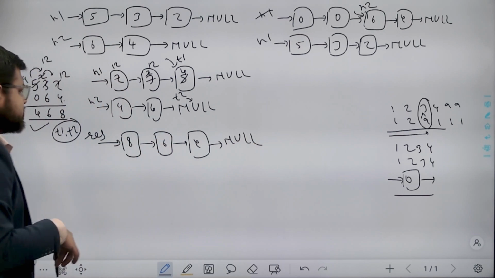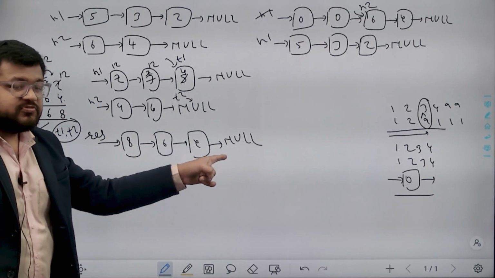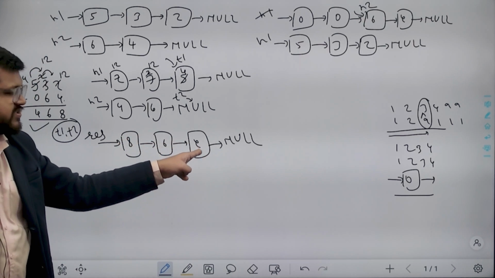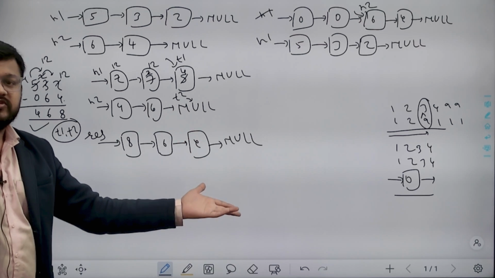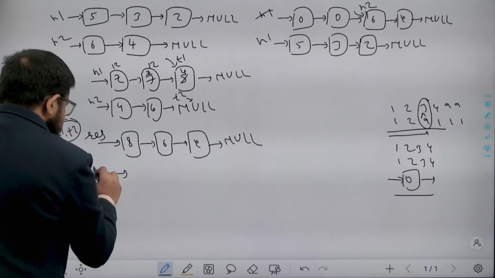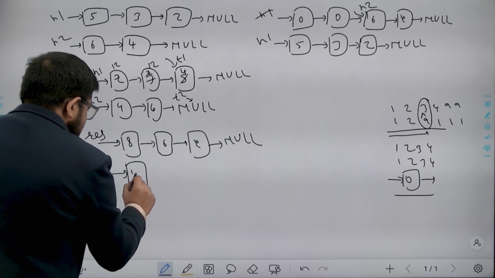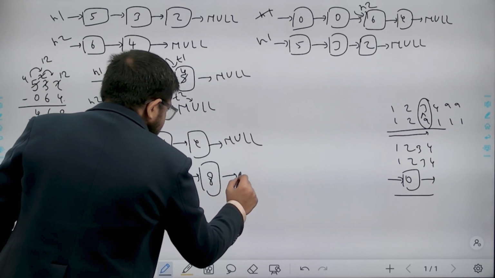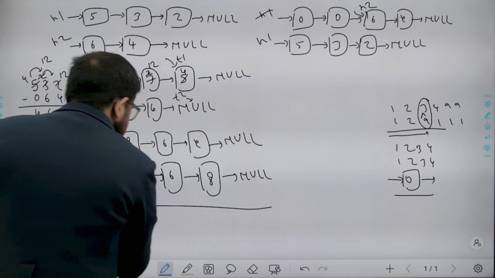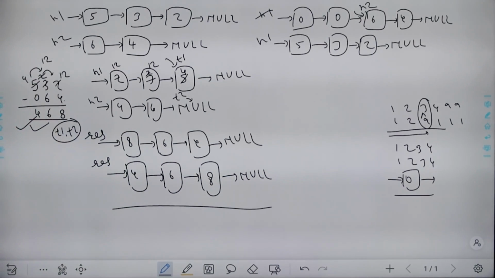Okay, now please understand, this is the result which we have got. This is ones place, this is tens place, and this is hundreds place. So after obtaining the result, I'll again reverse the linked list. Okay, so if I reverse the linked list, I'll get 4, I'll get 6, and I'll get 8, and I'll get null. Okay, so this is my answer linked list, which should be 468.